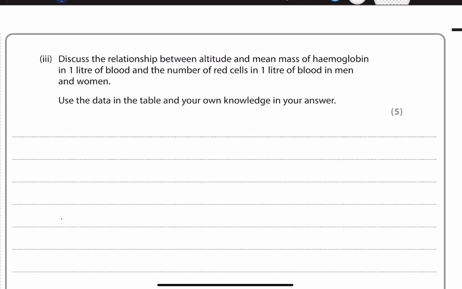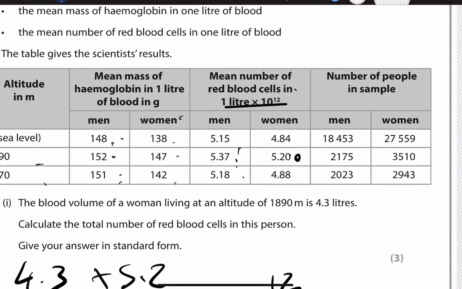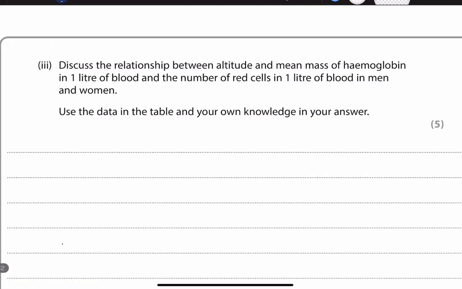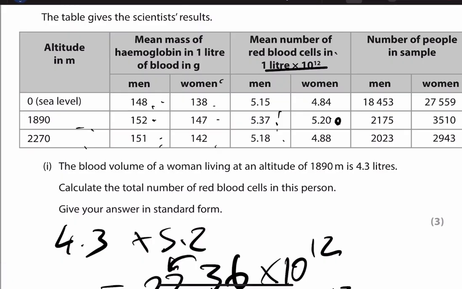Okay, so I want to discuss the relationship between altitude and mean mass of hemoglobin in 1 liter of blood and the number of red blood cells in 1 liter of blood in men and women. Use the data in the table and your own knowledge to answer. So from the table, we saw that from sea level to 1890, we're seeing a general increase in the mass of hemoglobin and the mean number of red blood cells. However, there seems to be a plateau effect where it's not really increasing past that at 2270 meters.